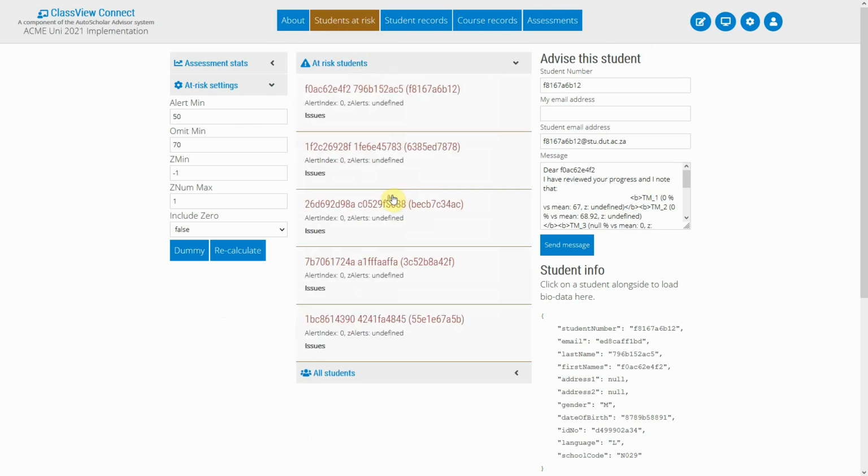So there are different types of alerts. So for instance, the absolute mark, if it's below 50% on an assessment, then that raises one alert. And then we omit any alerts where the result is more than 70%. And I'll explain why we have to do that just now. That seems like an obvious thing. So another type of alert is the number of standard deviations away from the mean. So Z is the number of standard deviations that the student has away from the mean.